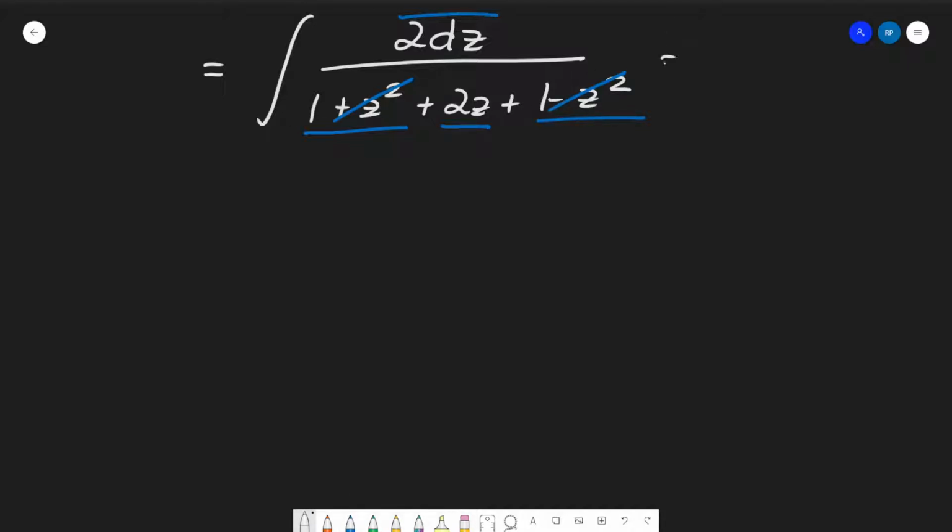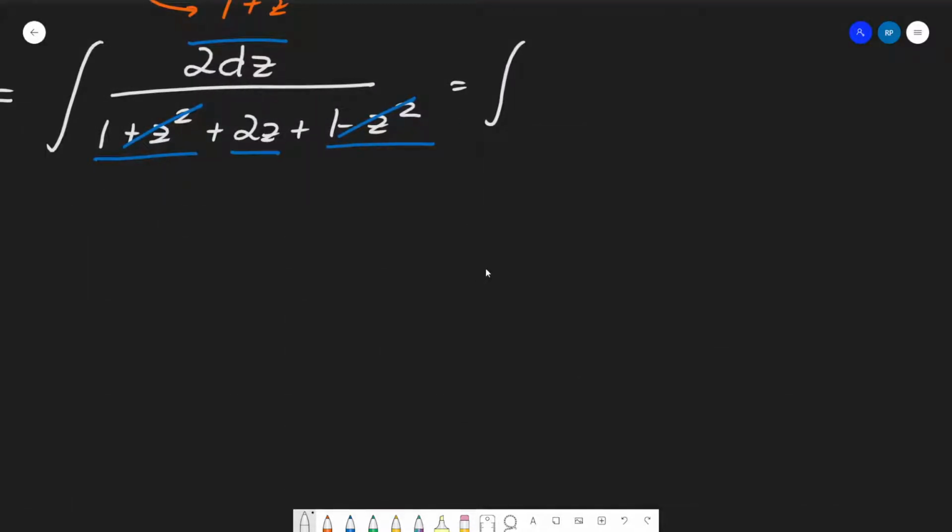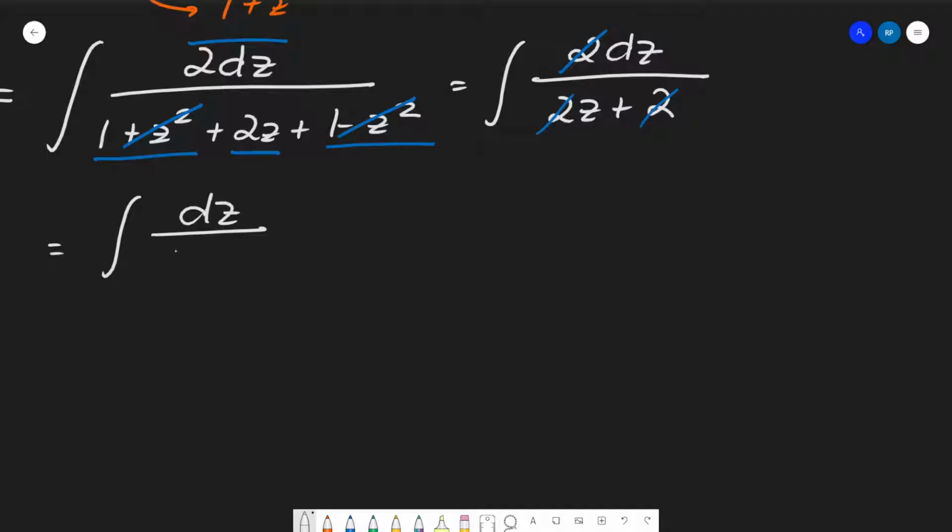So, therefore, we will have the integral of 2dz over 2z plus 2. And 2 is a common factor in the denominator, so we can factor it out and it will cancel with the 2 in the numerator. So, what do we have left? We have the integral of dz over 1 plus z, or z plus 1.